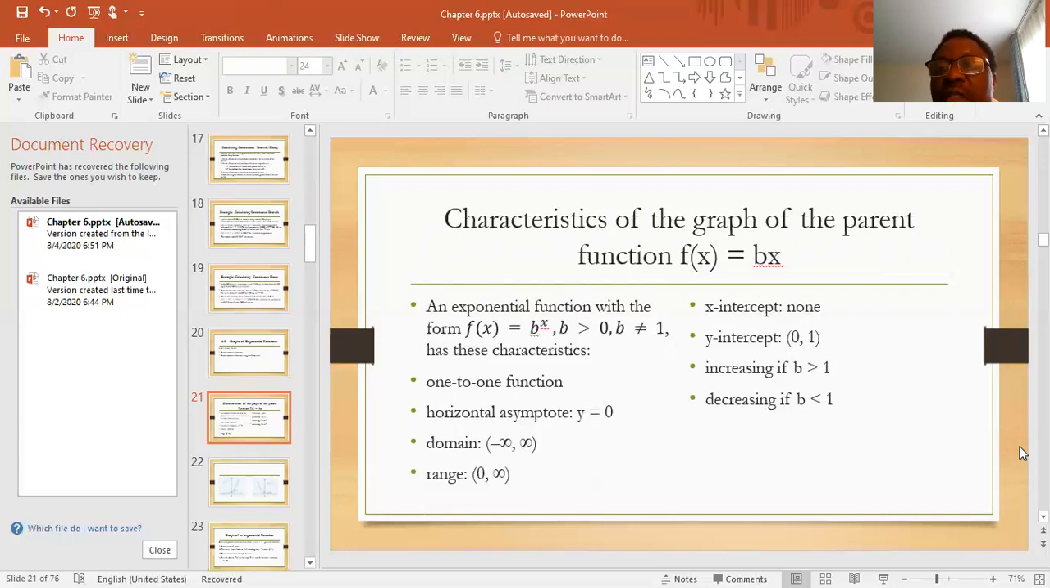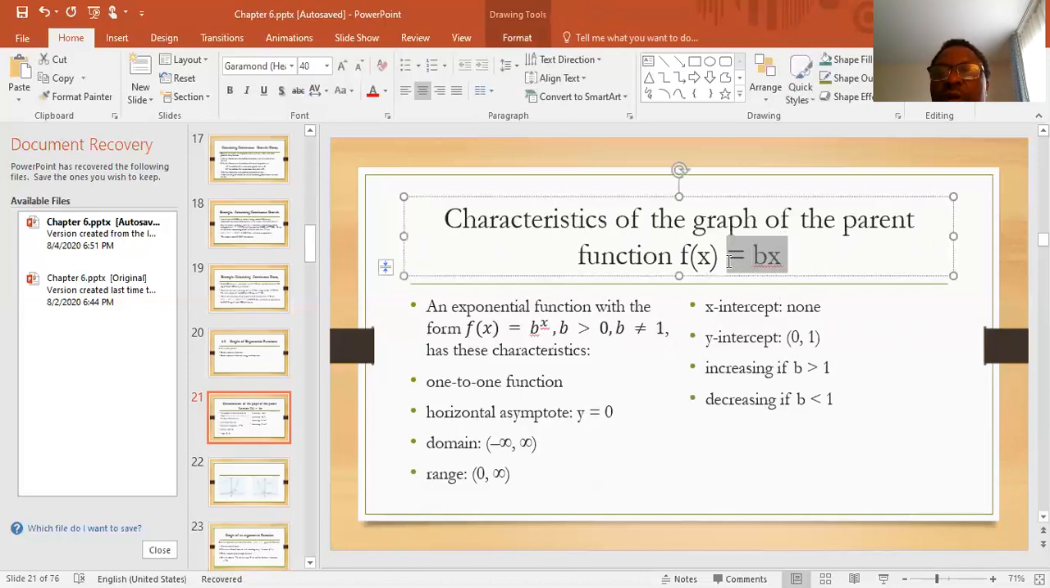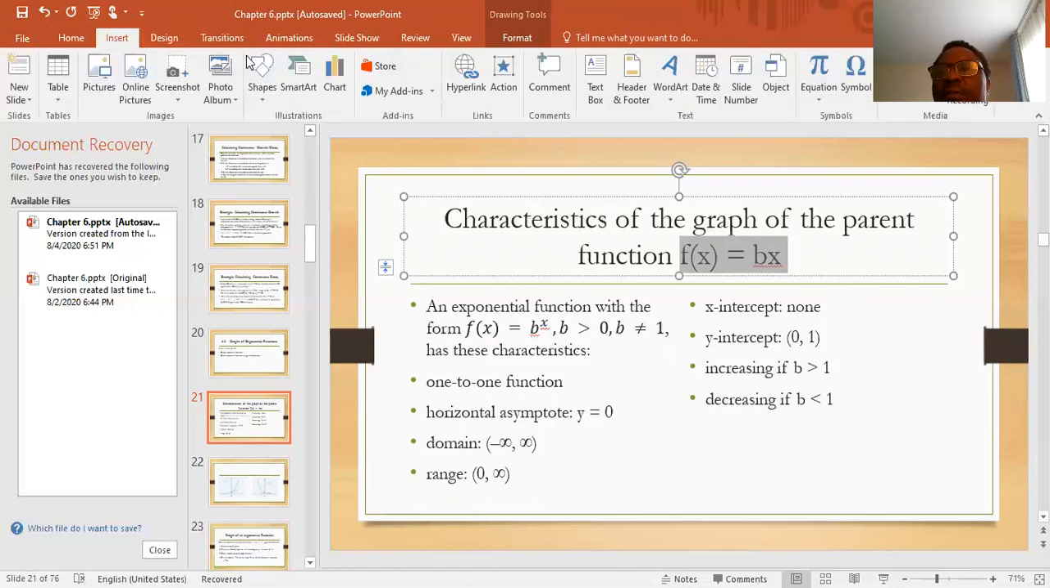There's no x-intercept. The y-intercept is (0, 1), that is, when x equals 0, y equals 1. It's an increasing function when b is greater than 1, and it is decreasing when b is less than 1. These are the characteristics of an exponential function of the form b raised to power x.